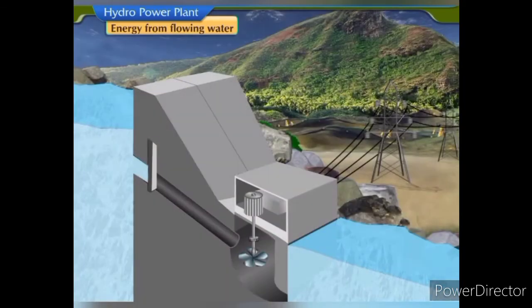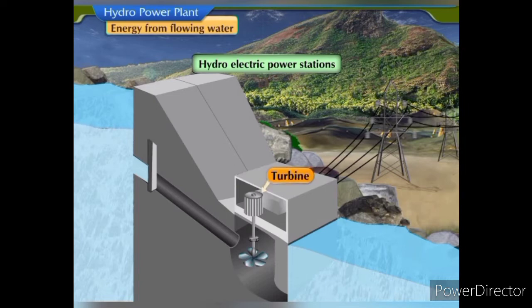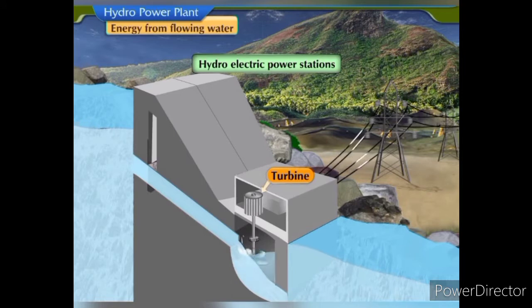Now, let us see how the energy of flowing water is converted into electrical energy. Have you heard of hydroelectric power stations? It is in this place that the energy of flowing water is converted into electrical energy. Dams are constructed across rivers to store water by obstructing the flow of water. The turbines are kept at the bottom of the dam. The water from the top of the dam is allowed to fall at high speeds over the turbine blades at the bottom of the dam.